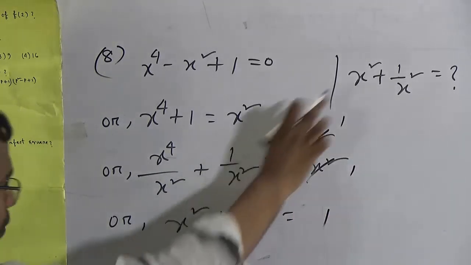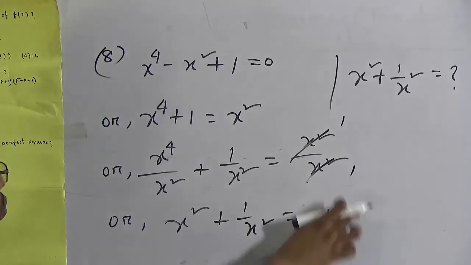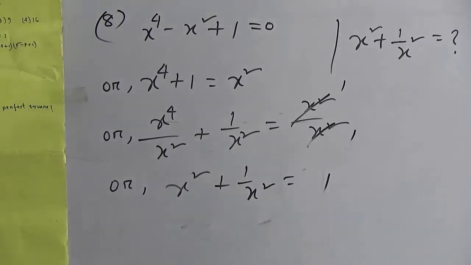That means the value of x square plus 1 by x square is 1. So the answer will be 1, and option 3 is 1. So the correct option of question 8 will be option 3, 1.